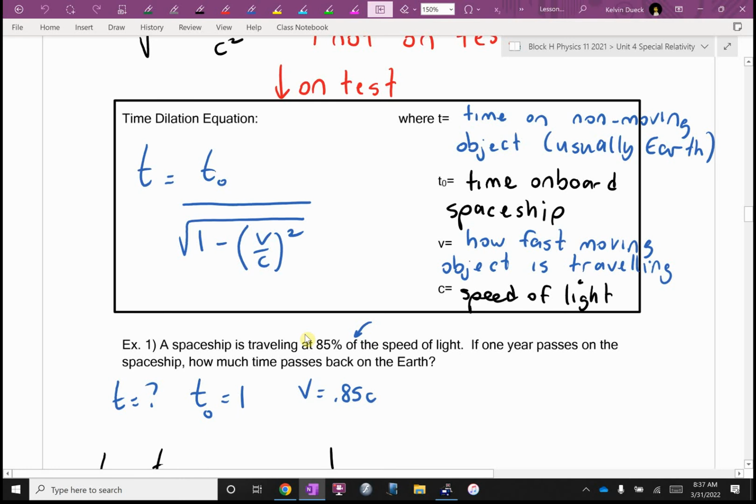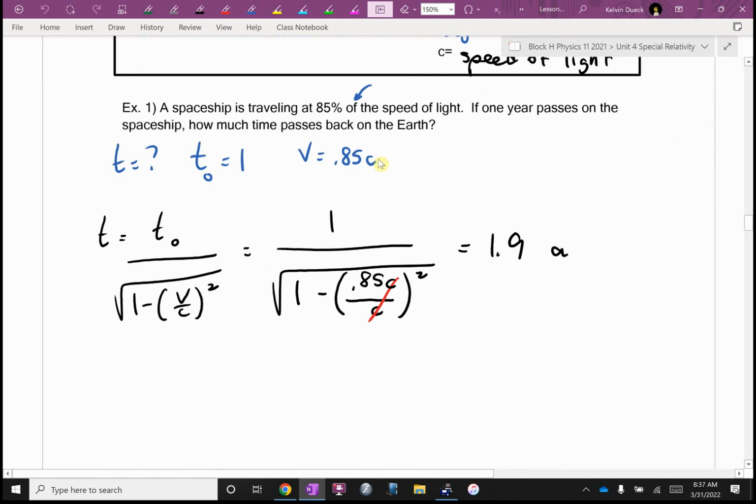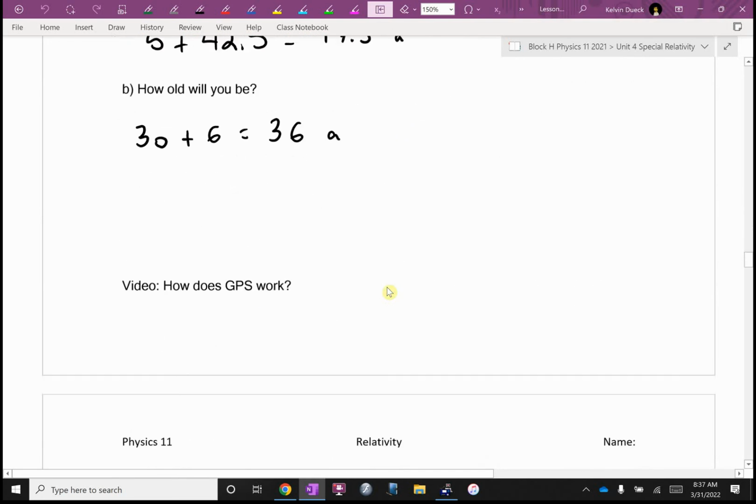Usually it will be Earth. And V is the speed. We usually gave the speed as a percentage of the speed of light. Why? Because then do you see, what do you see?